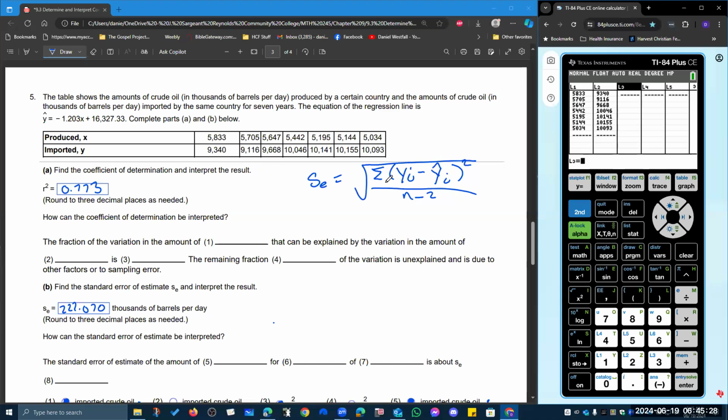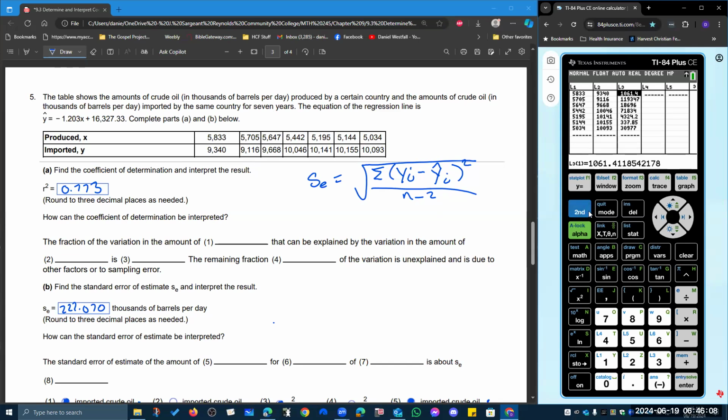Let's just get this part that's inside the summation here. So the yi's are going to be L2 minus, and then to get the y hat i's, I'm going to do vars, y vars function y1, where I just put my regression equation. We're going to calculate the y values for these x values that are in L1. Close that up, close that up. That gives me what's inside the parentheses here. And I want to square that. And that's how I got that list there.